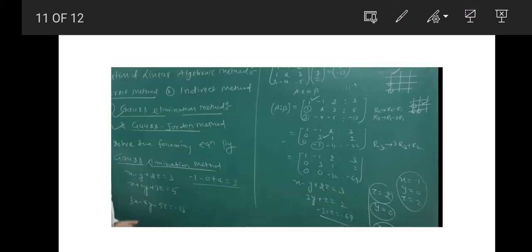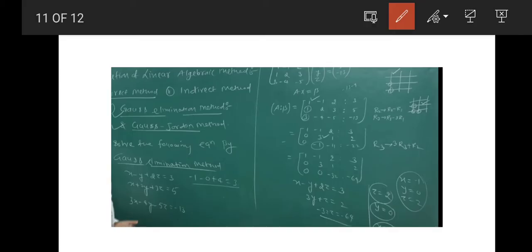three equations as x minus y plus 2z is equals to 3, x plus 2y plus 3z is equals to 5, 3x minus 4y minus 5z is equals to minus 13. So we have to find the solution of this system of linear equations. So what we do in Gauss elimination method, we write the values in the form of matrix. See, I have written the values in the form of matrix.